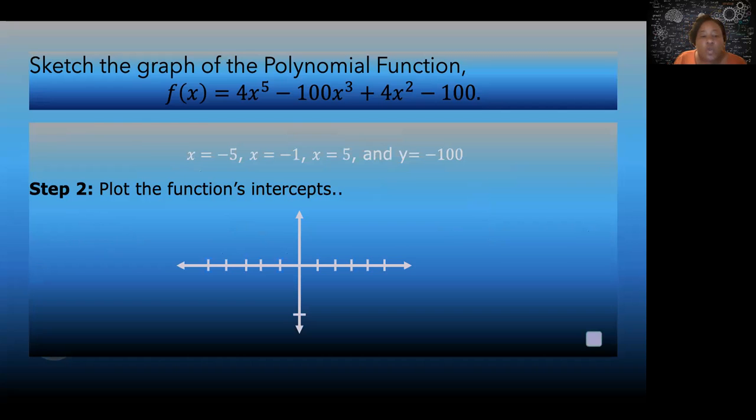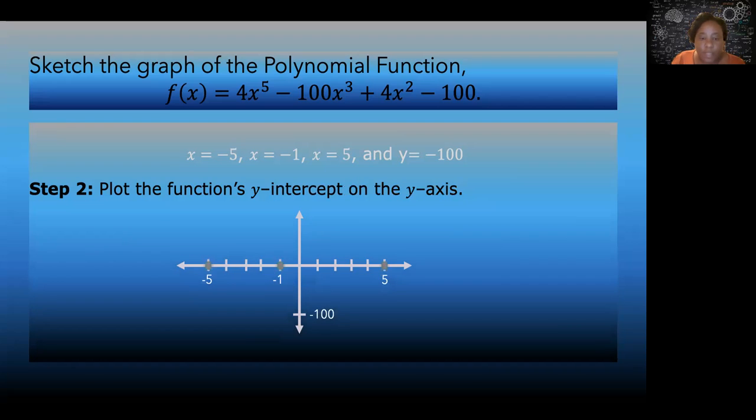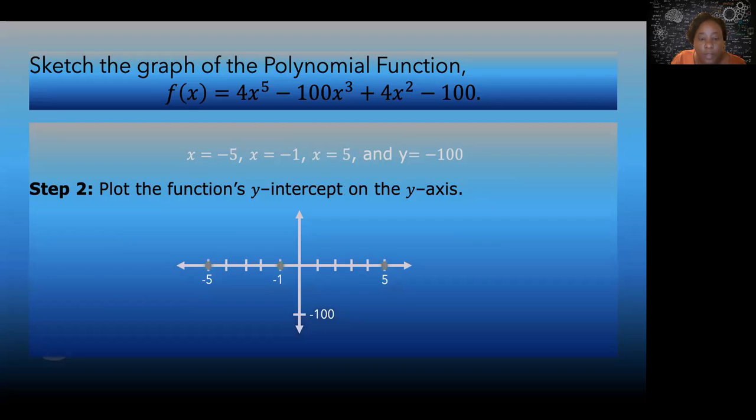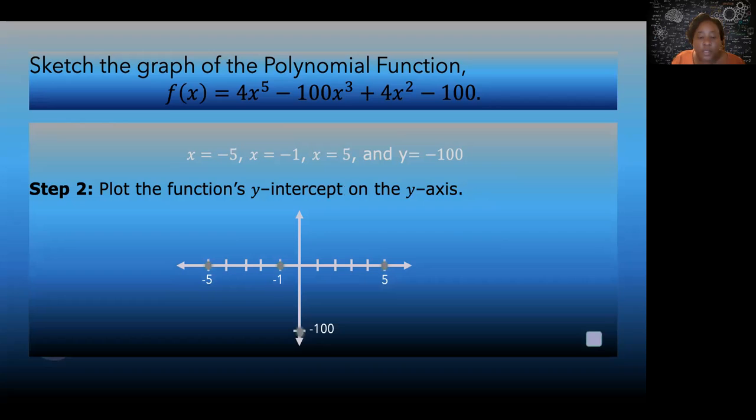Now for step 2, we want to plot the function's intercepts. Okay, so we see that we need -5, -1, and 5 for the x-axis, and we need -100 for the y-axis. So we have plotted the x-intercepts. Now we want to plot the y-intercept, which is -100.